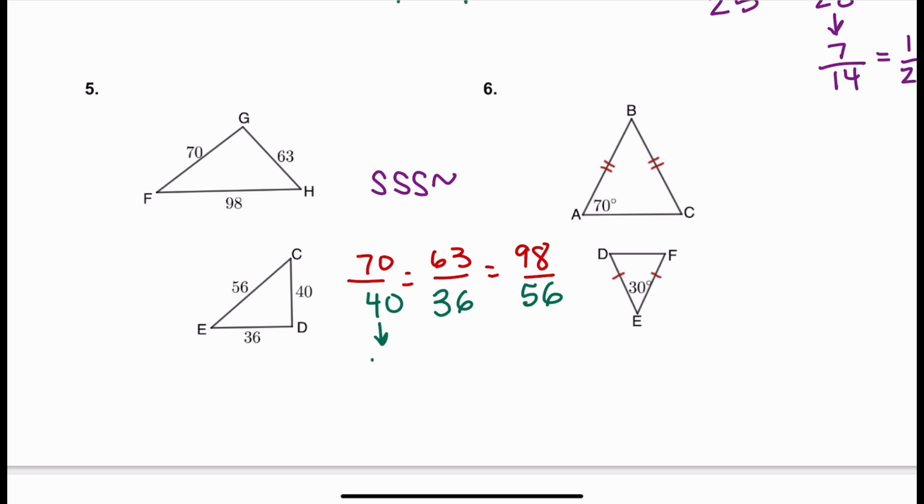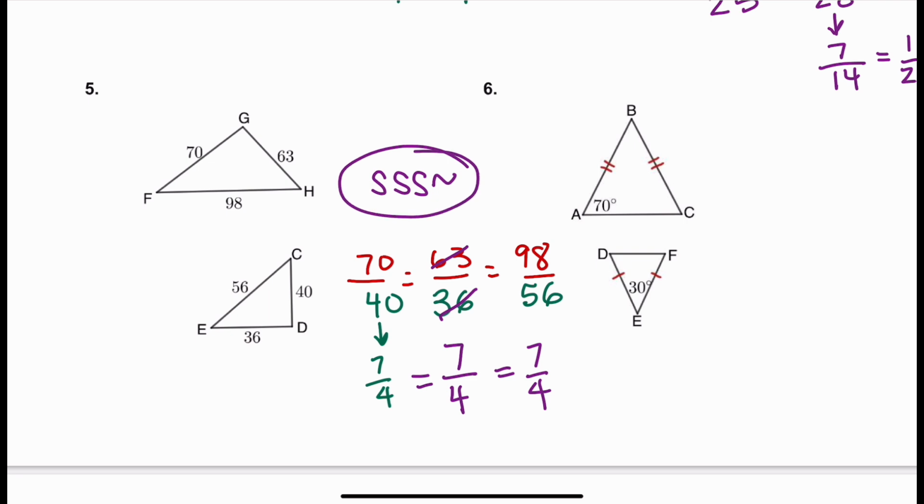70 over 40 reduces to 7 over 4. Now, I think 9 goes into 63 7 times. 9 goes into 36 4 times. So those are equal. Now let's see, 56. I'm wanting it to be a 4. This one, let's just put it in our calculator. 98 divided by 56 is also 7/4. So all 3 of those are going to be 7/4. So this would be proportional because of side similarity.